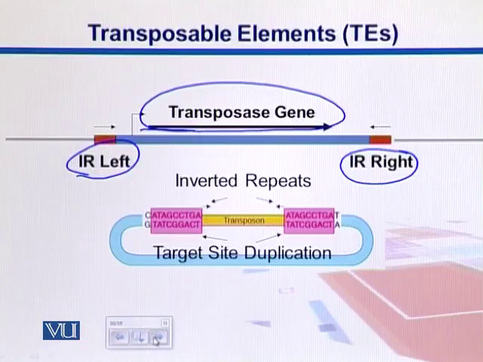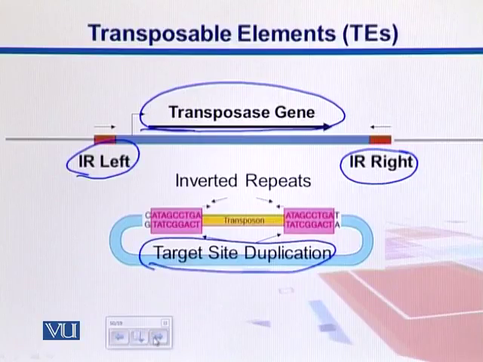Another distinction is that when they get into the host genome, they cause target site duplication. Normally they create sticky ends in the genome of the host, and then later on when the complementary nucleotides are formed, they become those duplications.